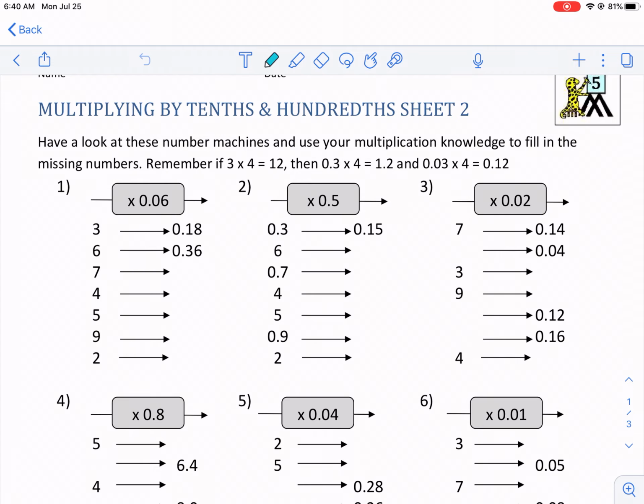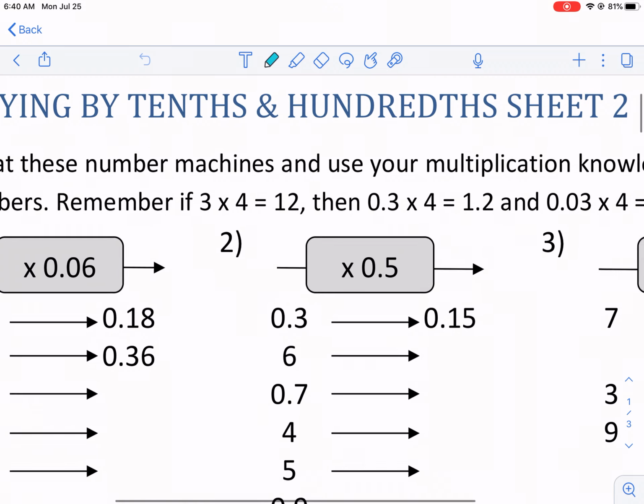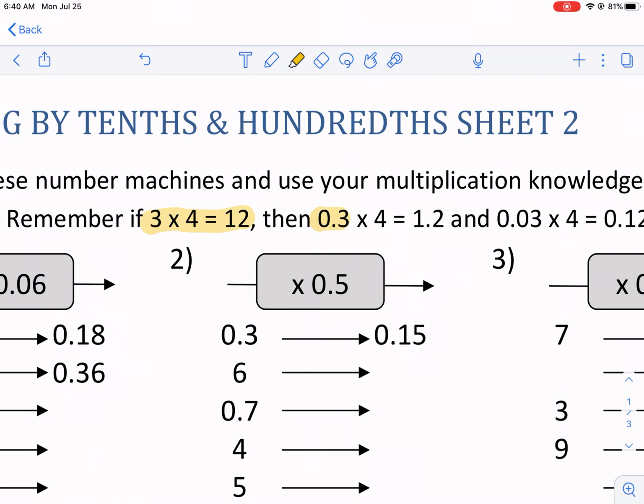So what is this all about? This is multiplying by tenths and hundredths to whole numbers, and also decimals. So it gives us a great first example. 3 times 4 is 12. We know that. So what happens when we change it to a 0.3?